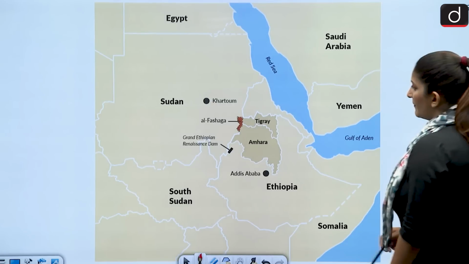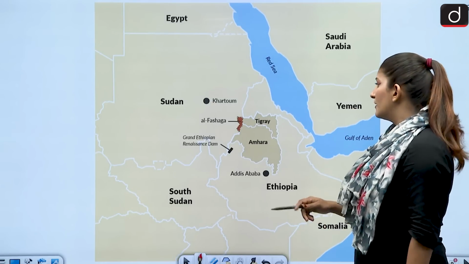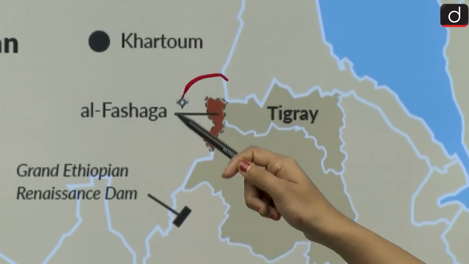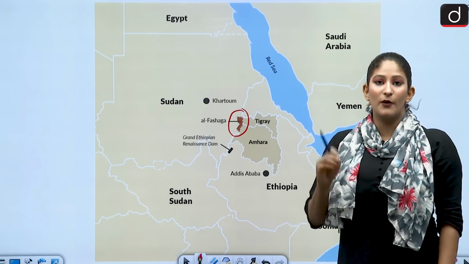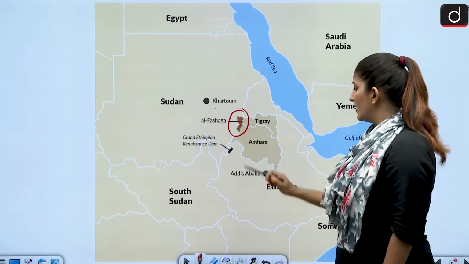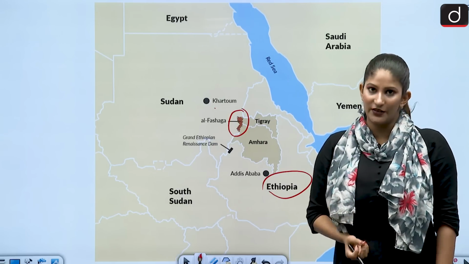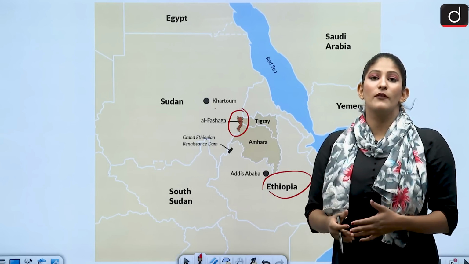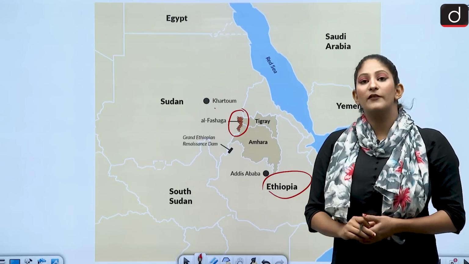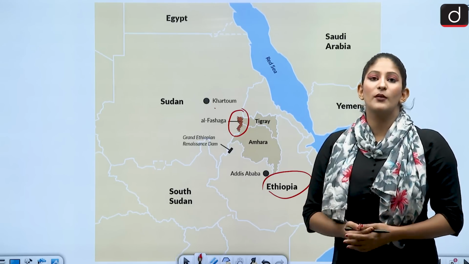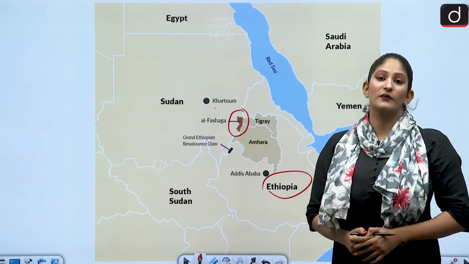For that we have this map. This map shows us the region in the Horn of Africa, and this is the Al-Fushka region. Okay, it is a point of tension between Sudan and Ethiopia. This is a very fertile region. The soil is full of fertility, and as we know that Africa, especially if we talk about Eastern and Western Africa, they are in a constant tussle with drought.